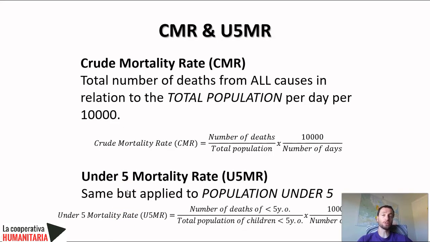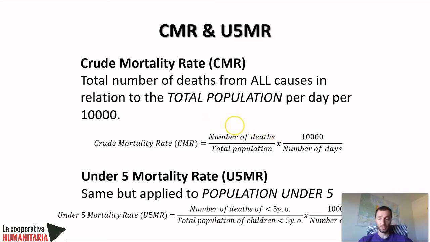Two other indicators: crude mortality rate. It's the total number of deaths caused by a disease divided by the total population, multiplied by 10,000 and divided by the number of days. Crude mortality rate is always expressed per 10,000, so we can compare different contexts. We also have the under 5 crude mortality rate, which is the same but for kids under 5: number of deaths under 5 divided by the population under 5, times 10,000, and divided by the number of days. It's all diseases included here, the number of deaths from all diseases. It's not about one disease. Case fatality rate is one disease. Here all the diseases are included.